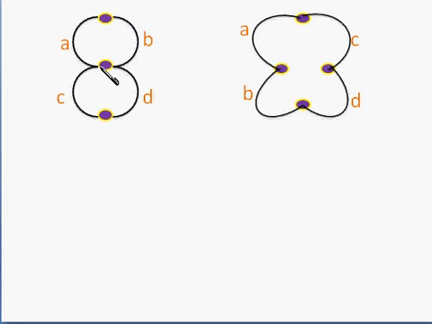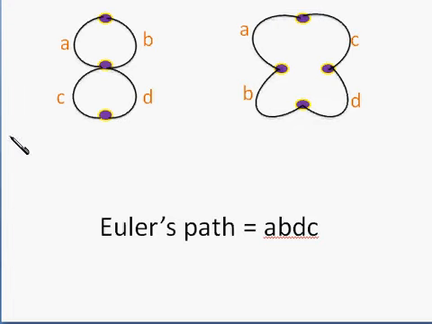Similarly, if we start from this point, A, B, D, C. This is another Euler's path. Similarly we can find many Euler's paths for this particular Euler graph. And for this example I have selected the Euler's path equal to A, B, D, C, and the same path is here, A, B, D, and C. So this is the way to get the Euler's path.